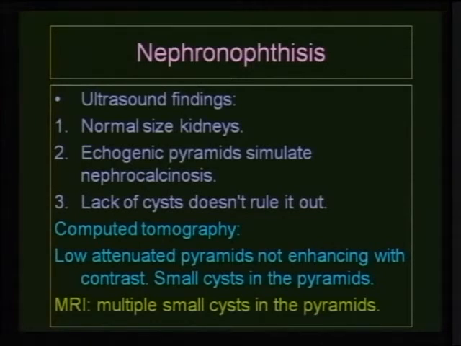In nephronophthisis, the kidneys are normal in size. They have echogenic pyramids similar to nephrocalcinosis, so most of those children are missed as nephrocalcinosis. There is no cyst to see. The cysts are very tiny and cannot be resolved by the ultrasound today, so you see multiple echogenicities. That's why it is diagnosed wrongly as nephrocalcinosis.